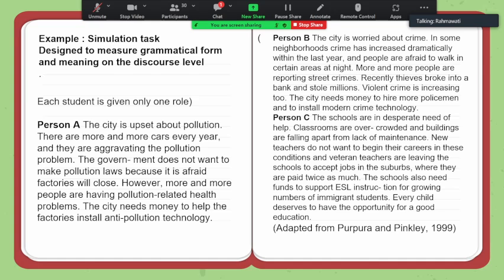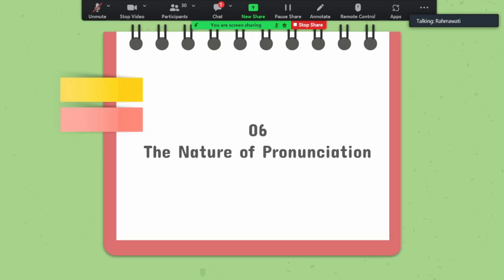That's all for me. The next material will be explained by Miss Noviana Lestari. Miss Noviana, time is yours. Yes. Thank you, Miss Rahma. We move to the nature of pronunciation.